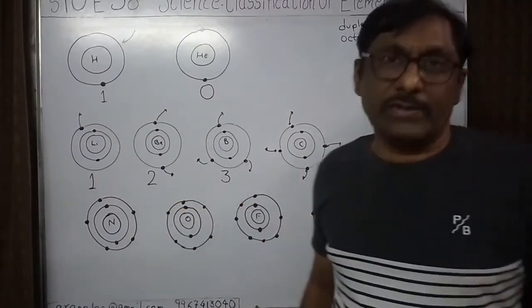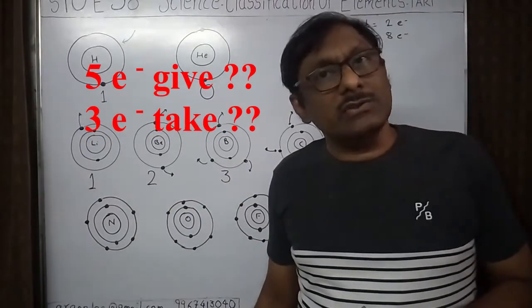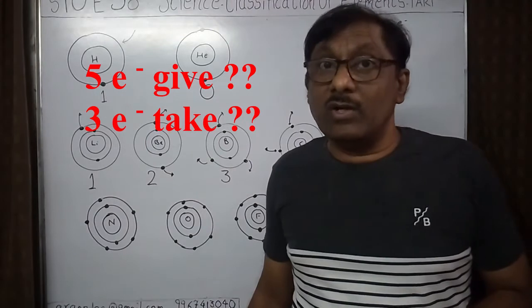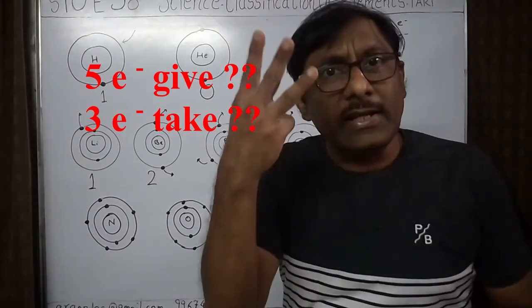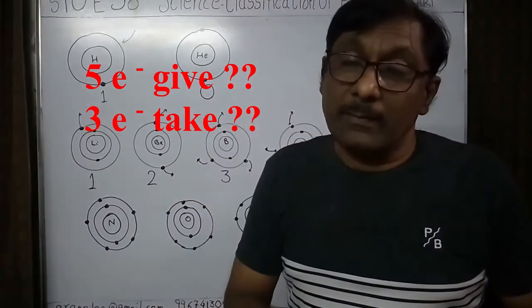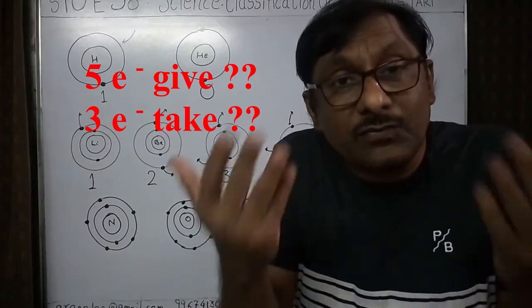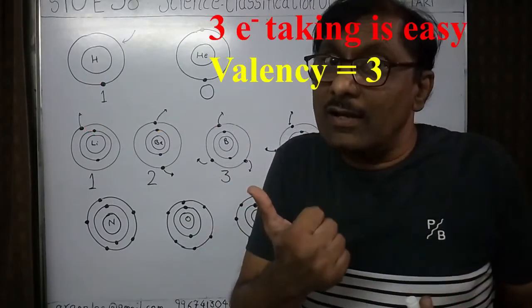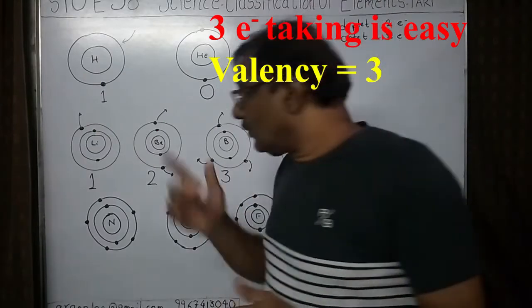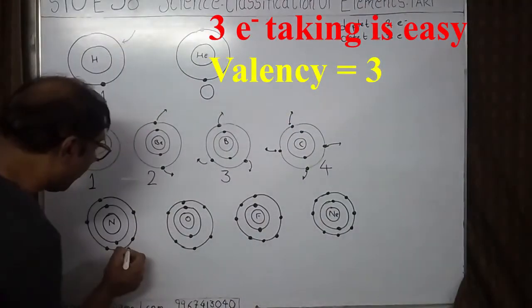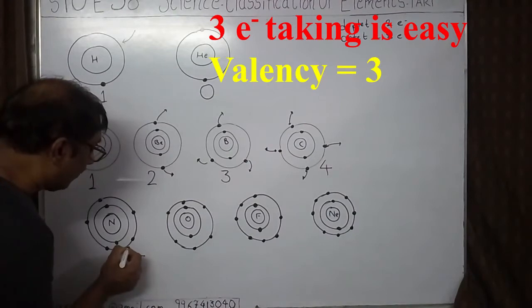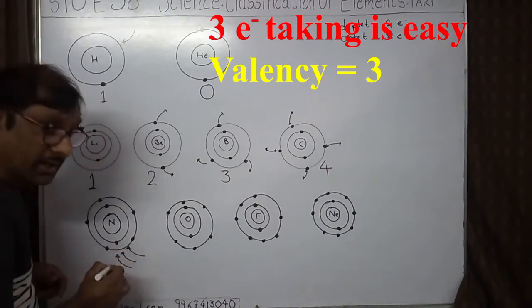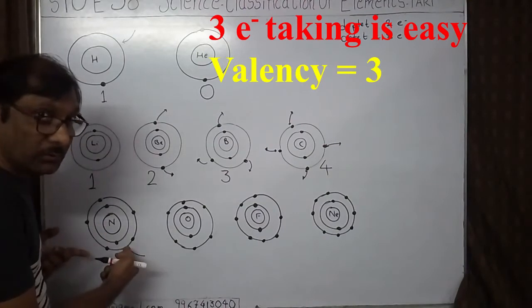Now let's look at nitrogen. It has 5 electrons in its outermost orbit. So how many will it require to make 8? Of course, 3 electrons. 5 plus 3 is 8. So tell me, what is easy? Giving away its 5 electrons or taking 3 electrons? Of course, the easy number is 3. So instead of giving 5, it will take 3 electrons from someone who is ready to give. If it takes 3 electrons, there will be 8 electrons in the outermost orbit.